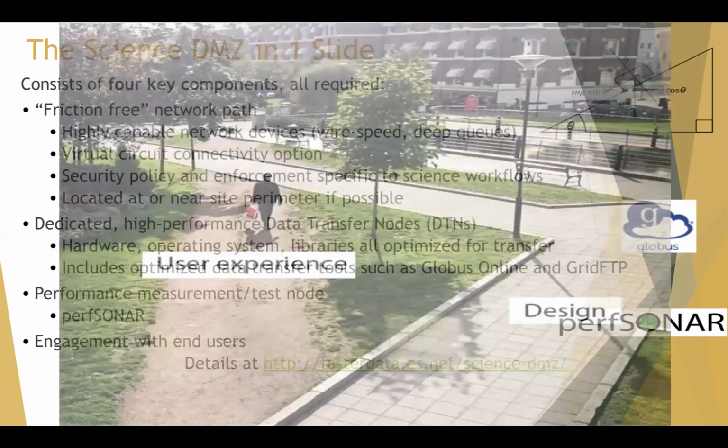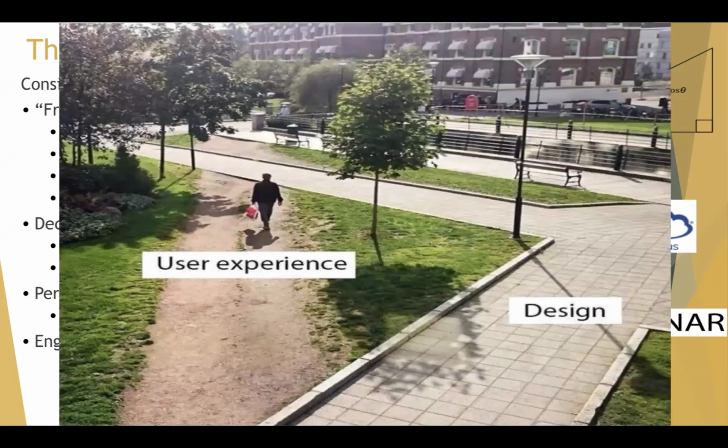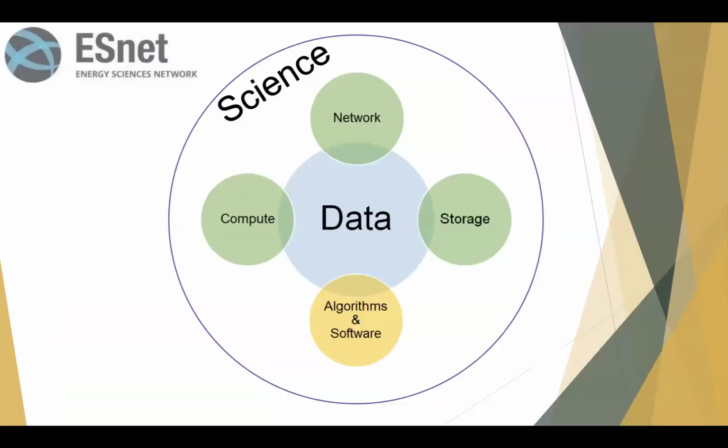So this slide really talks about how we may design it a certain way, but the user experience may be completely different. So that's what we try to address through the engagement piece. We want to make sure researchers have access to the resources available and what they need to complete their work, but we want to do it in a secure and expedient manner. So this is a bar just from ESnet.